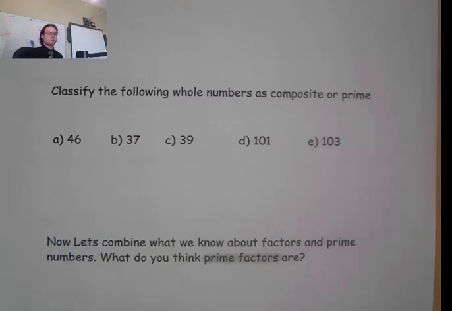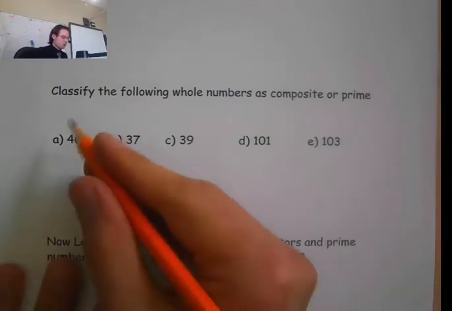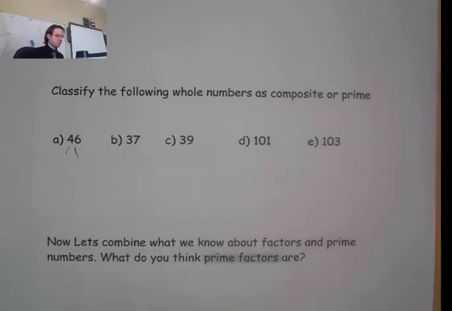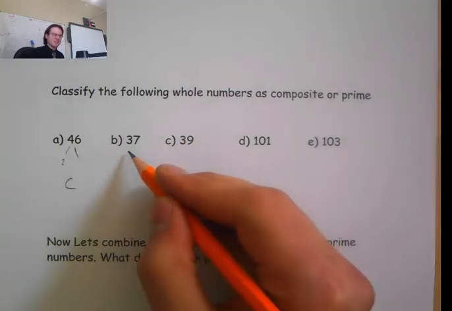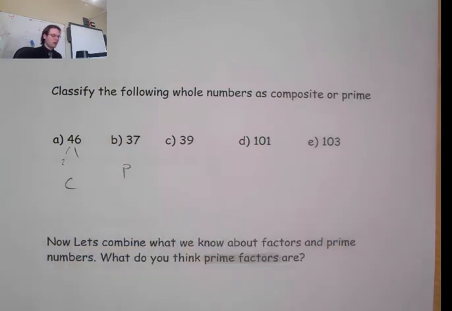So our next step here is classify the following whole numbers as prime numbers or composite numbers. Okay? Well, let's take a look at 46. 46, I know it can be divided by 2. So this is automatically a composite because it can be divided by 2. That's a number other than 1 and itself. 37. Well, I can't divide 37 by anything except for 1 and itself, so this one's going to be prime.